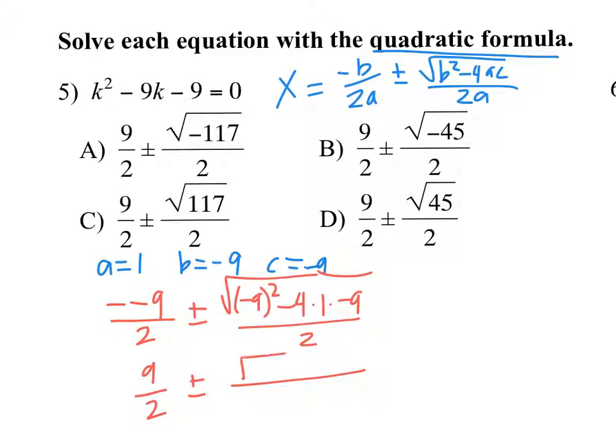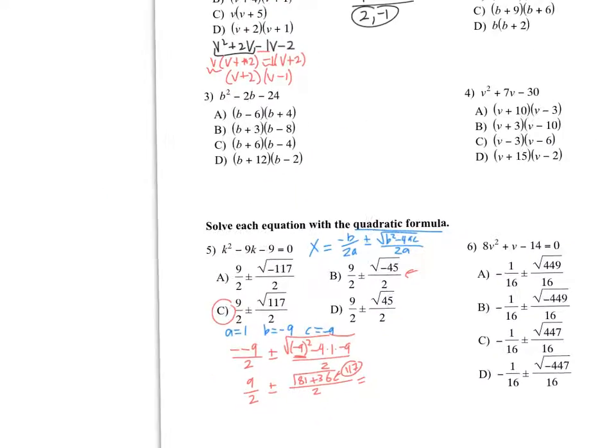So that's square root of 81 plus 36 over 2. 81 plus 36 is going to be 117. And that looks like what we've got for C. Some of these answers are designed to trick you because a lot of times we forget the parentheses in here. And then you have negative 81 plus 36, which would give us that negative 45 then. Tricky, tricky.